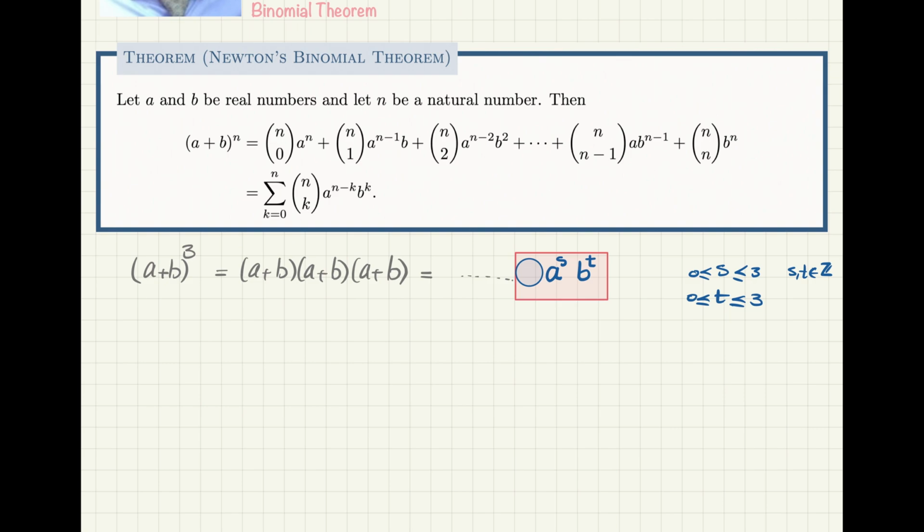Their sum should be 3. Yeah, exactly. The sum of these two should be 3. So S plus T should be equal to 3. So these are the constraints that I have here. Let us concentrate on one of them.